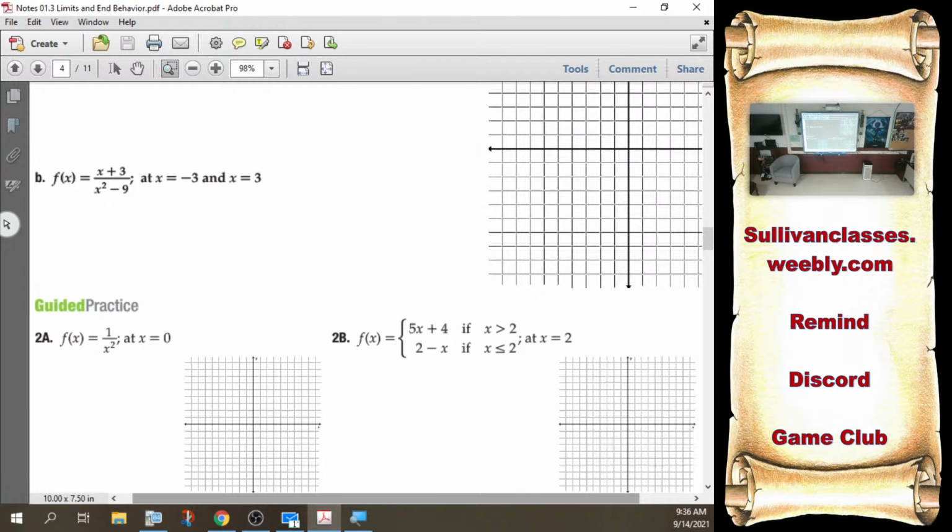The continuity test. Does the function exist? Does the limit exist? Are they the same?